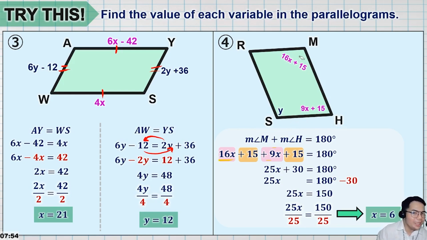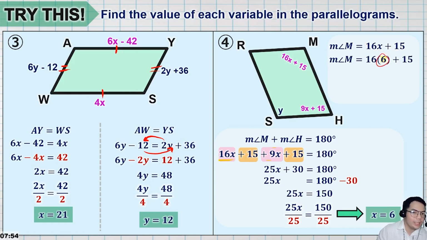Pero, mas madali ata kapag diniretso ko na sa measurement ni angle M. Kasi opposite na siya kay measurement of angle S. That means they will be congruent or parehas lang yung value niya. So, mas wise ka kung ginamit mo yung angle M agad. So, if you want to get the measurement of angle M, you can just substitute the value of x, which is 6, to the given expression, 16x plus 15.